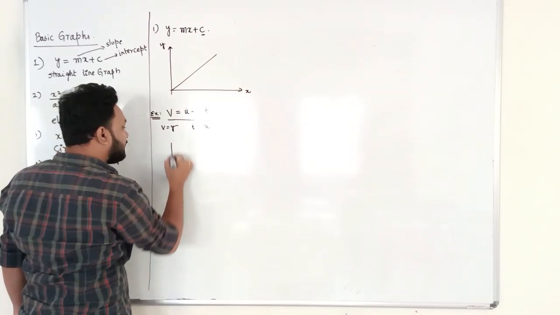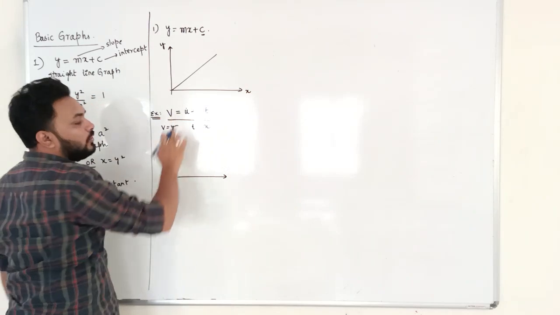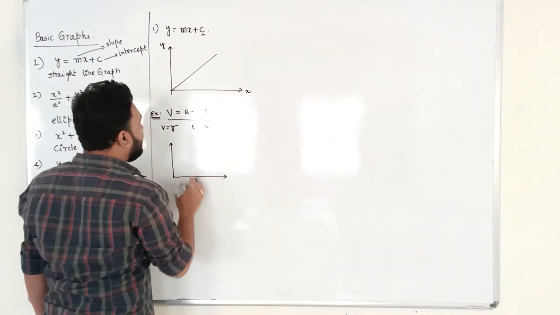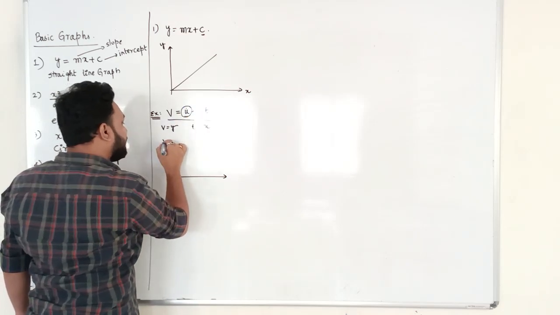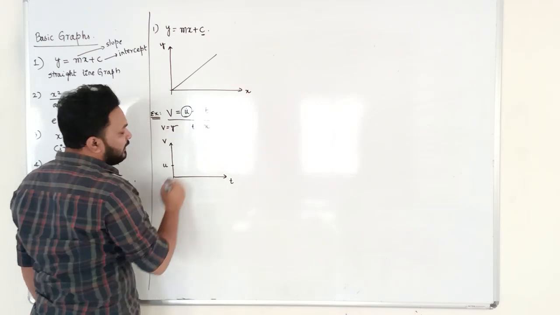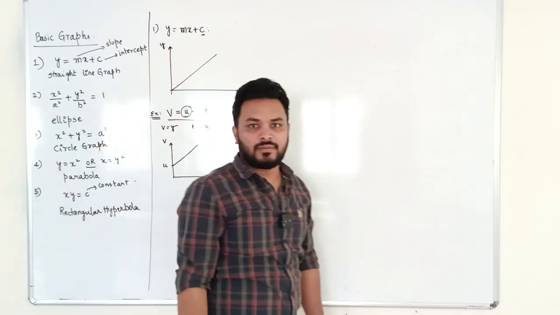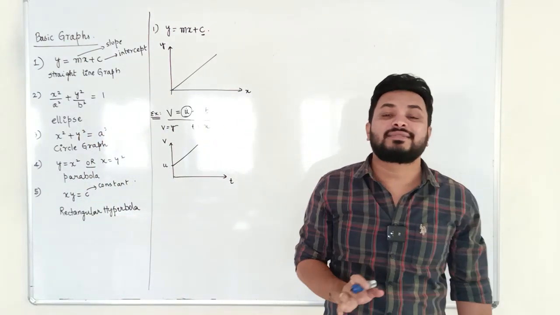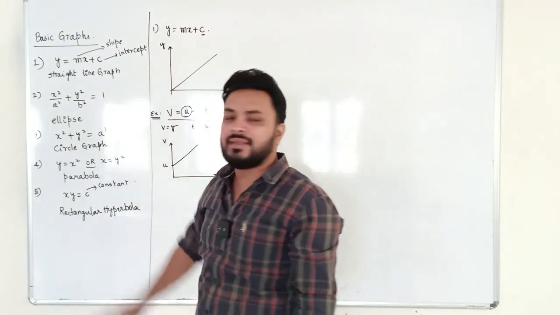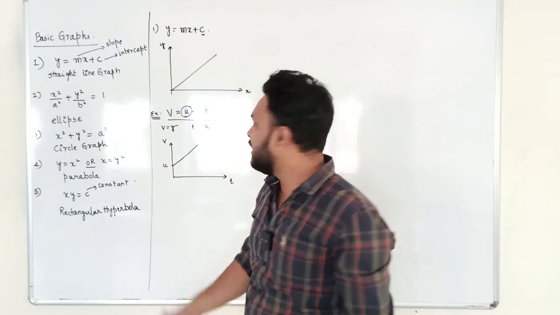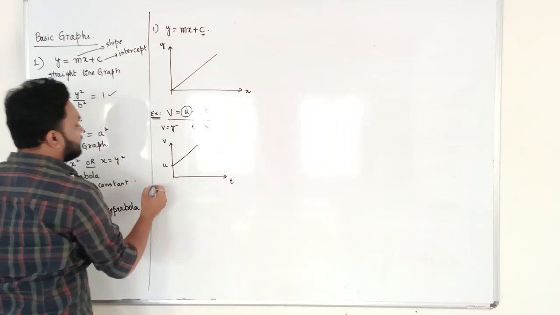Suppose if I take the graph y equal to mx plus c in terms of v equal to u plus at, then u is the intercept. Now suppose this is u, this is v, this is t, then simply we are taking it as a straight line graph, right? So this is how we are exactly drawing the graph in the straight line or any type of these graphs, right? Next, let's say the second one is the ellipse graph.